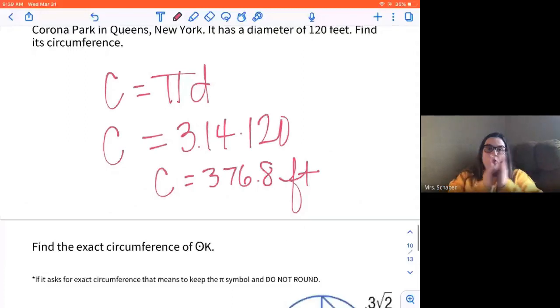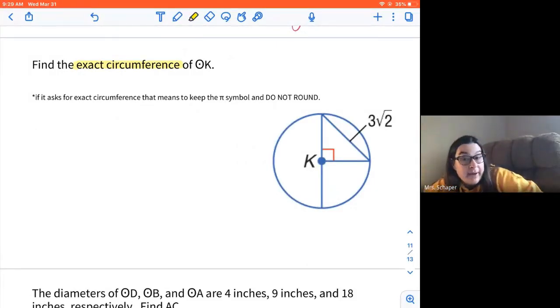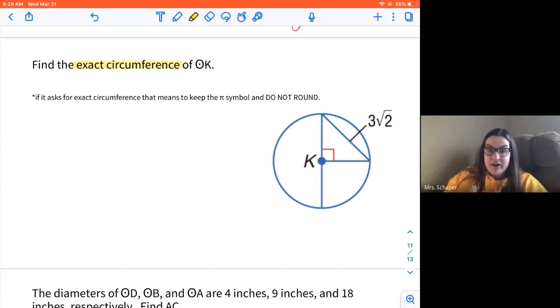Okay, now we're going to find the exact circumference of Circle K. Now, bringing back trig functions. What we have here is a right triangle. Two sides are the exact same amount because they're both a radius of that circle. So we have a 45, 45, 90 triangle.